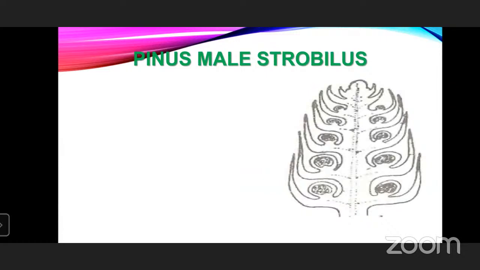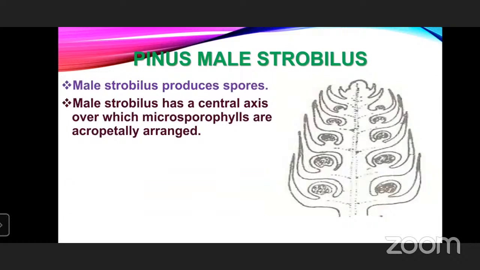Next, coming to the male cone or male strobilus. Male strobilus produces the microspores. It is the diagram of male cone or male strobilus. This male cone or male strobilus has to produce microspores.